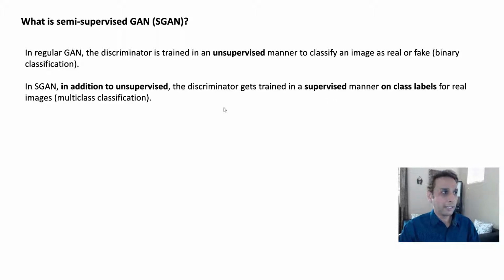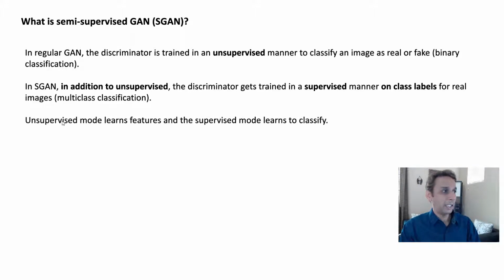So the discriminator, in this case the supervised discriminator, is nothing but a multi-class classifier in a GAN. Things will make sense if they don't yet. And think of this as having two modes. The discriminator has two modes. One is unsupervised, one is supervised. And in the unsupervised mode, it learns the features. Again, what is unsupervised mode? This is like a regular GAN. It doesn't know what the labels are.